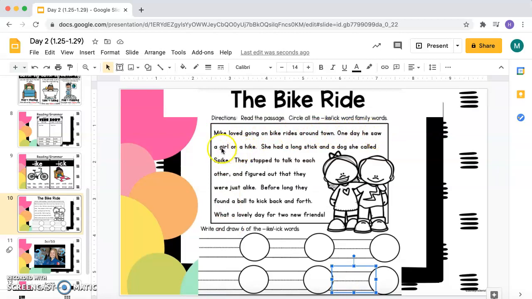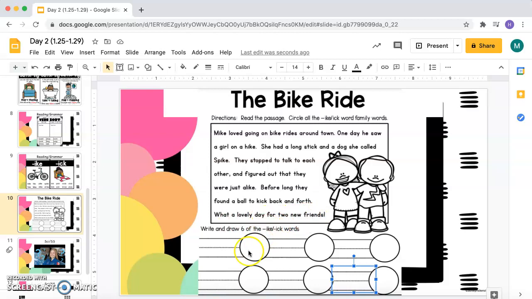Mike loved going on bike rides around the town. One day he saw a girl on a hike. She had a long stick and a dog she called Spike. They stopped to talk to each other and figured out that they were just alike. Before long, they found a ball to kick back and forth. What a lovely day for two new friends.